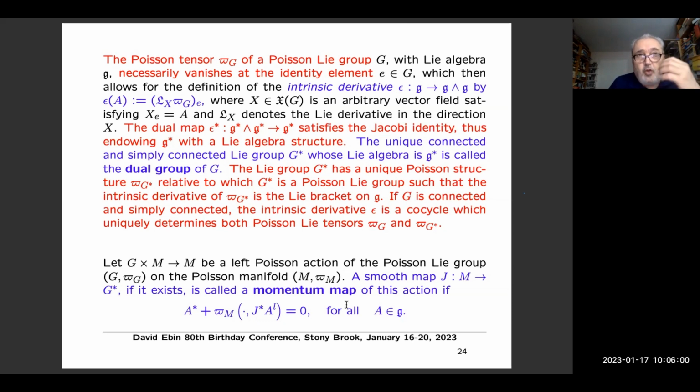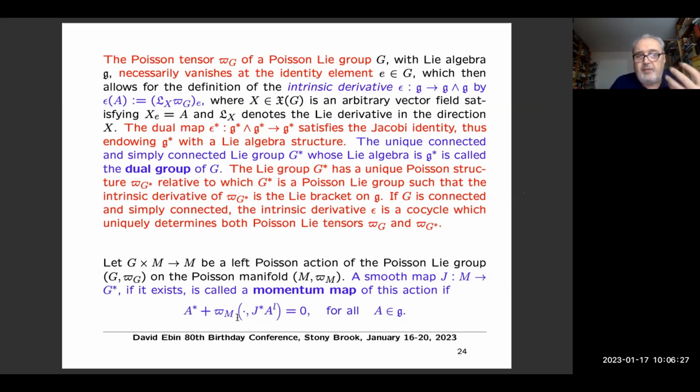So I'm going to copy the momentum map down exactly as we do it. Now, it depends on the sign conventions that you have. Okay? So here it is, a smooth map J from M into G star, the dual group, not the dual Lie algebra. If it exists, it's called the momentum map of the action if this equation is satisfied.